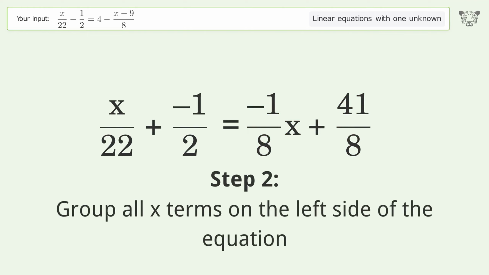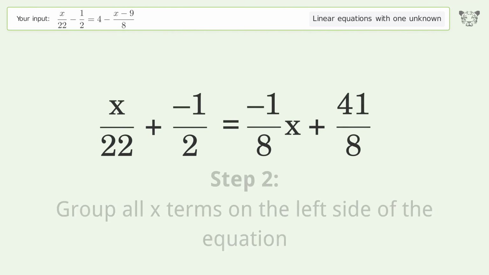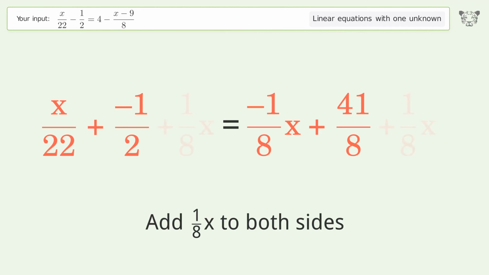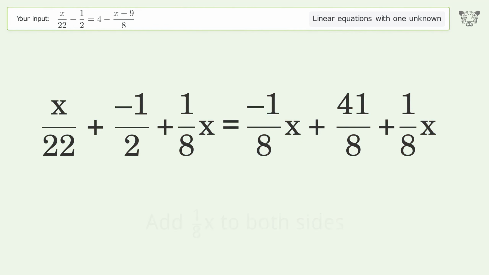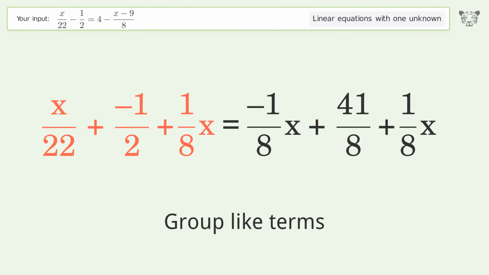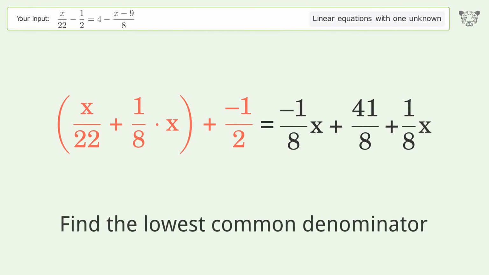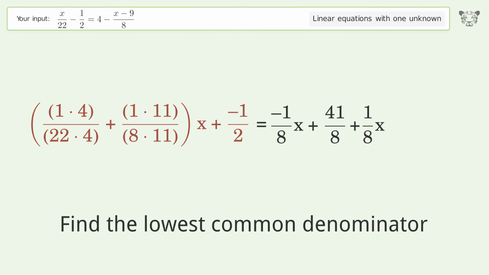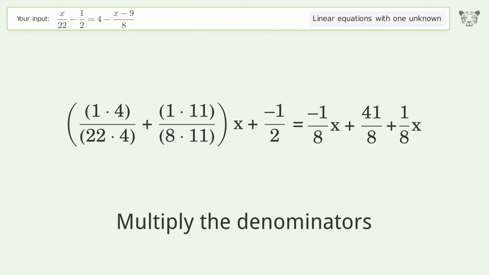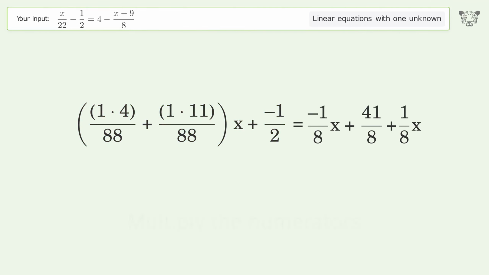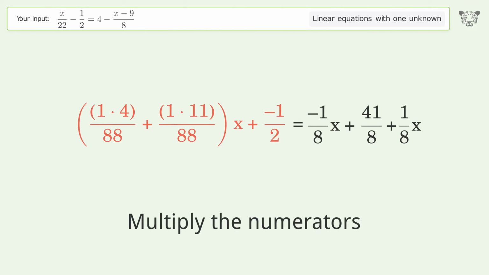Group all x terms on the left side of the equation. Add 1 over 8x to both sides. Group like terms. Find the lowest common denominator. Multiply the denominators. Multiply the numerators.